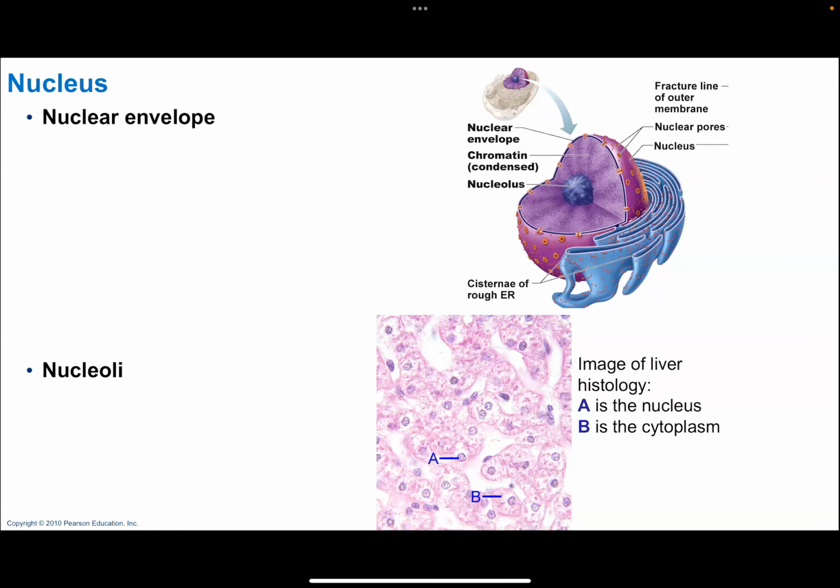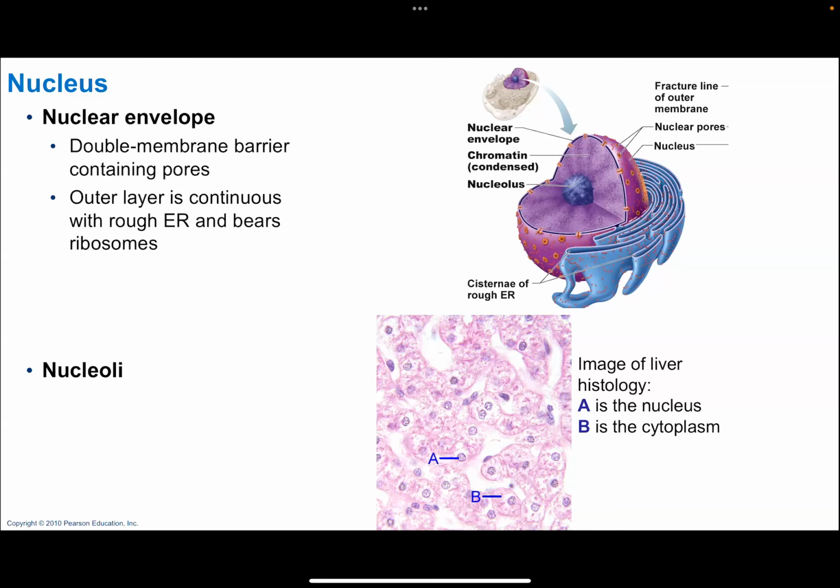The nucleus has two main parts. It has a nuclear envelope, so similar to the plasma membrane, it's got this membrane of sorts that we call the envelope that wraps around. It's a double membrane barrier. It's not necessarily made of phospholipids, but it does have pores in it, and they're called nuclear pores. The outer layer of the nuclear envelope is continuous with the rough ER organelle.